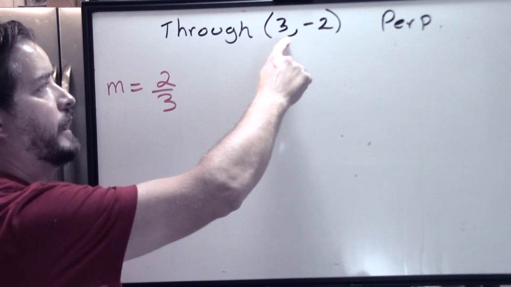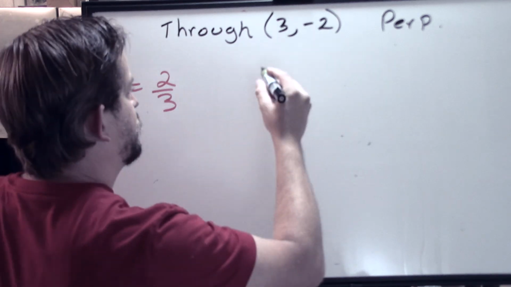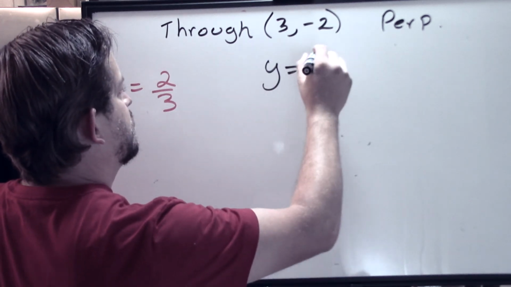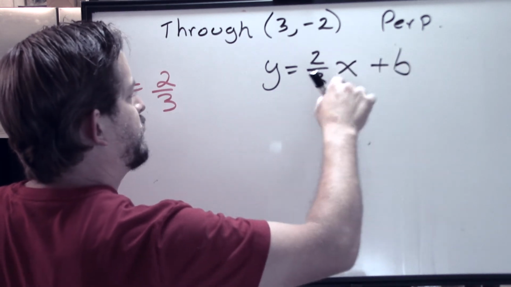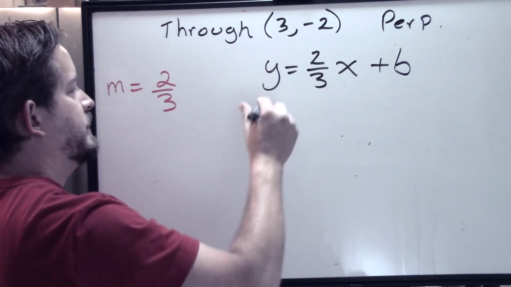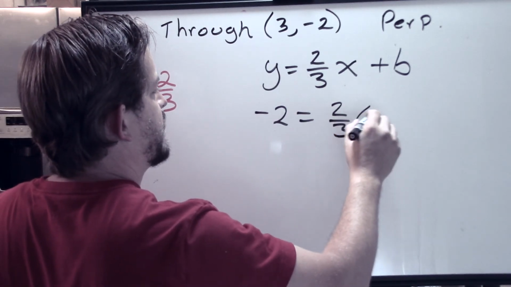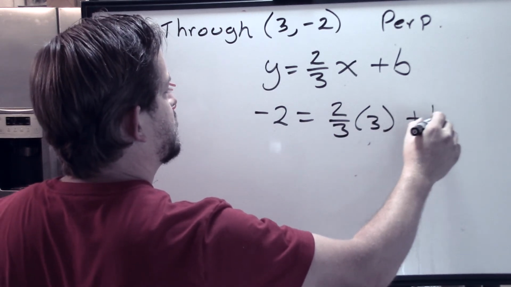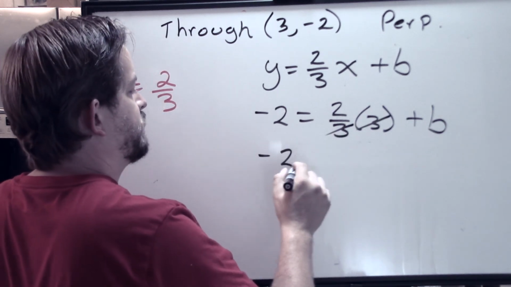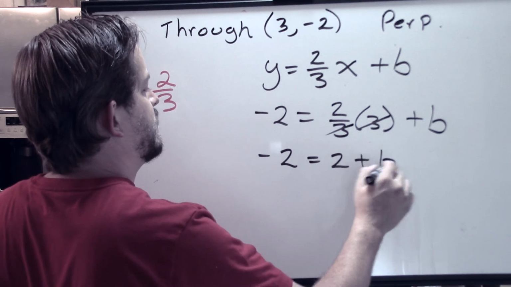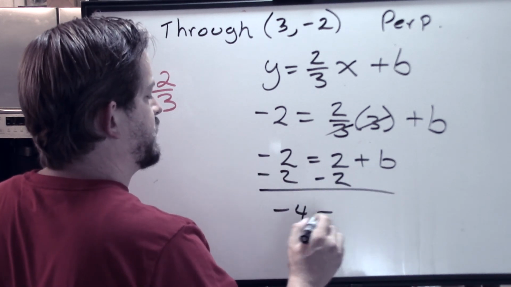Now I have to go through this point, and I have to have that slope. And so I can start with y equals 2/3 x plus b, and replace that x and y with my x and y here. So that is negative 2 equals 2/3 times x, which is 3, plus b. The 3's cancel out here, so I get negative 2 equals 2 plus b, and therefore minusing 2 from both sides, I have b is negative 4.